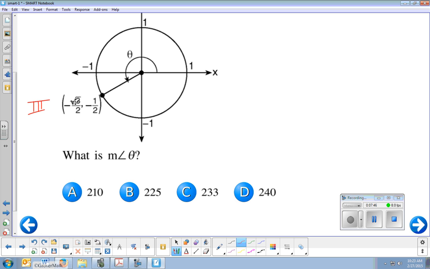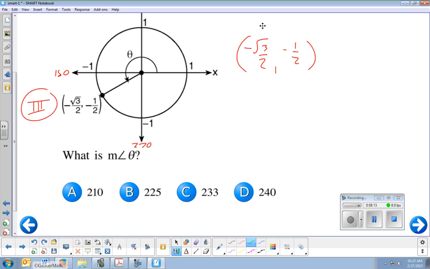But I've seen problems like this where they had answers like 60 and 330. Those don't make any sense. You know your angle's in quadrant 3. You're going to use a reference angle to help you, but always remember we're looking for an angle in quadrant 3. It's between 180 and 270. Take a look at this value: negative rad 3 over 2, comma, negative 1/2.